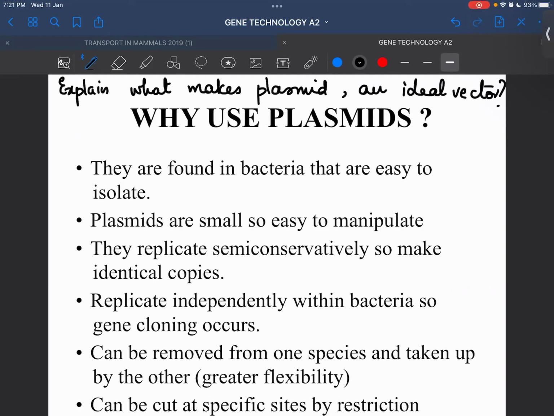So the reasons are as follows, and I would like you to go through these reasons yourself so that you understand. They are found in bacteria and are easy to isolate. They are small, so easy to handle. They replicate semi-conservatively. They can be removed from one space. They have specific cut sites.